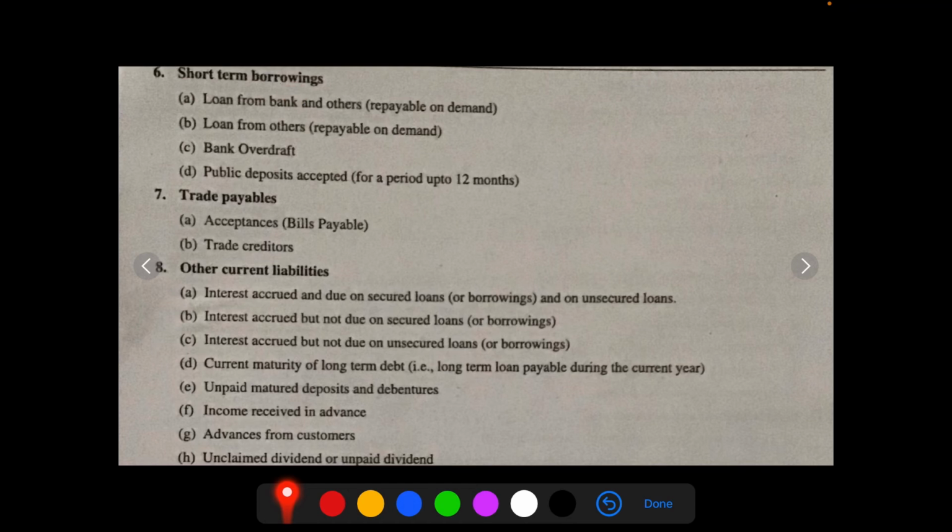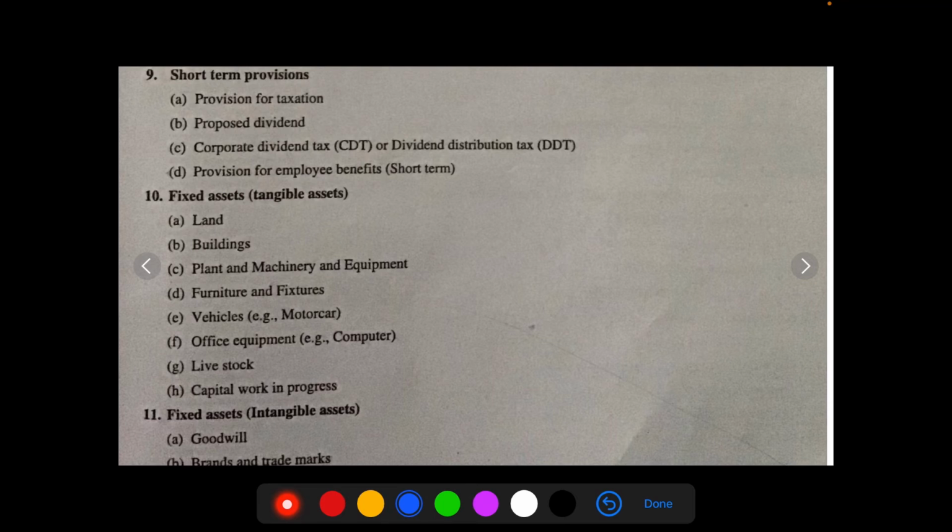Then we have short-term borrowings. Under this, you can try to remember a bank overdraft or any sort of public deposits. Under trade payables, we have two important things. One is bills payable, another one is trade creditors. Under the subheading other current liabilities, you can go through the following items. As we solve the problems, I will let you know about the current liabilities. With respect to short-term provisions, you can learn about provision for taxation, proposed dividends.